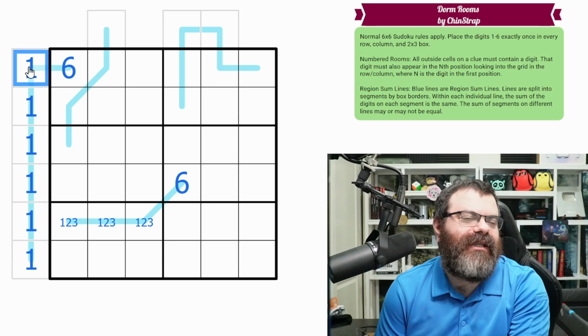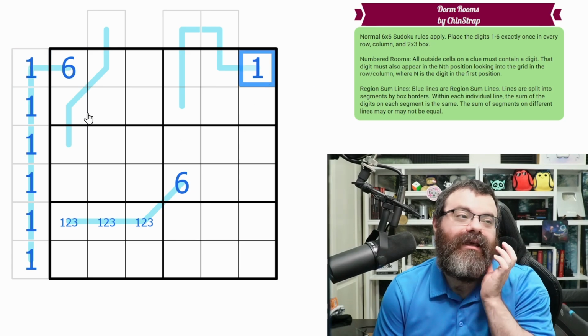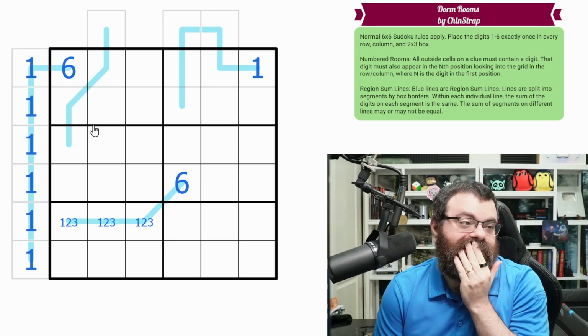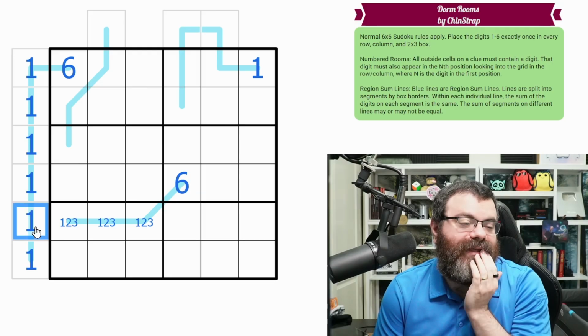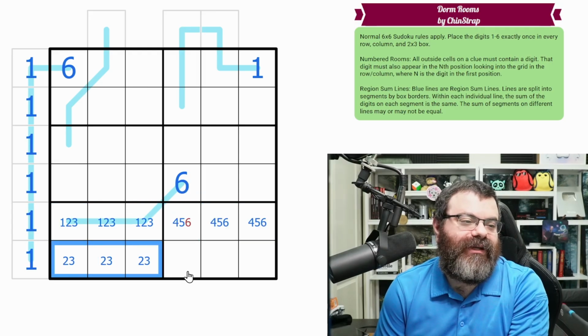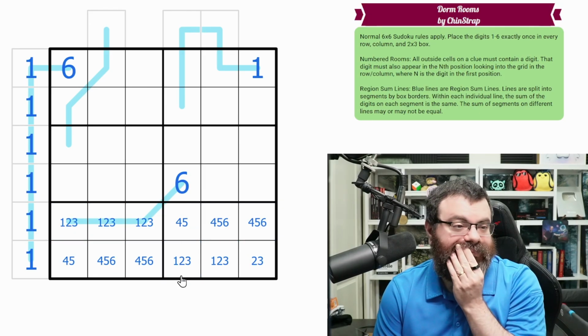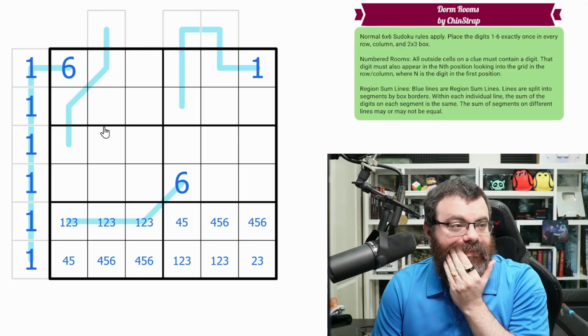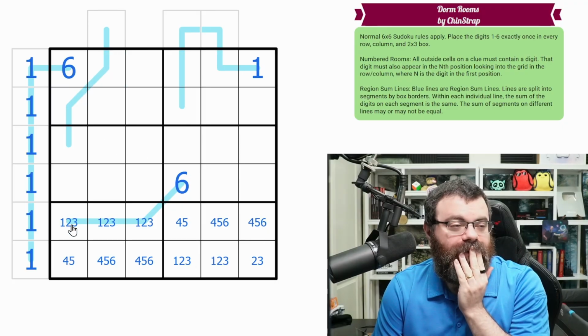Now this 6 does place the 1 all the way over here. Did we get anything else out of that? Okay, well, I'm going to fill the 4, 5, 6 here, 4, 5, 6 here, and the 1, 2, 3 here. Whoops. All right, that's not 1, that's not 6, that's not 6. Okay. Do we think about this one or?